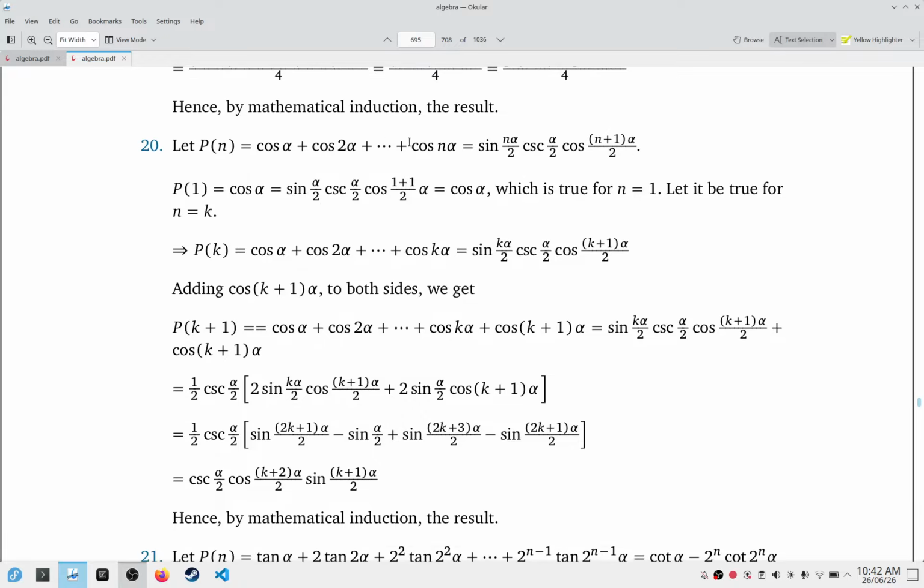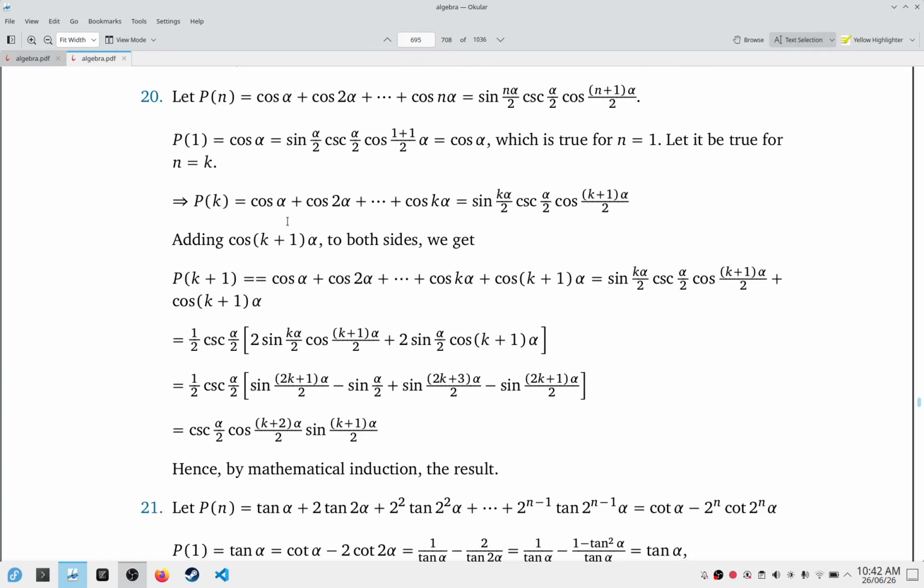We let the given expression be Pn and we put n is equal to 1. Left hand side becomes cos alpha, right hand side becomes sin alpha into cosec (alpha by 2) into cos ((1 plus 1) alpha by 2). Sin (alpha by 2) and cosec (alpha by 2) will get cancelled, and this is cos alpha, which is true for n is equal to 1.